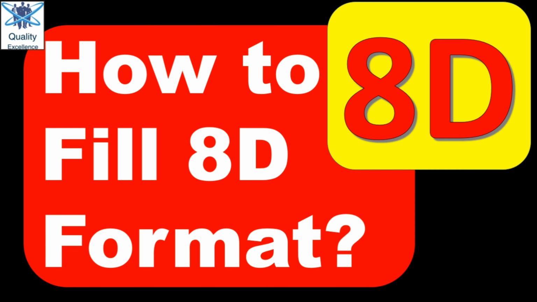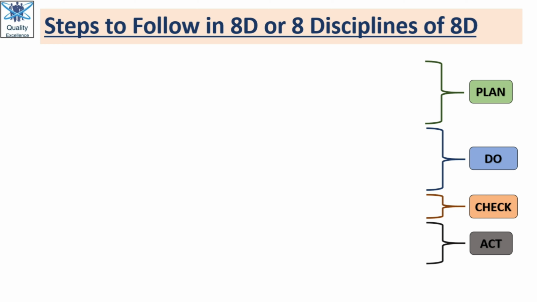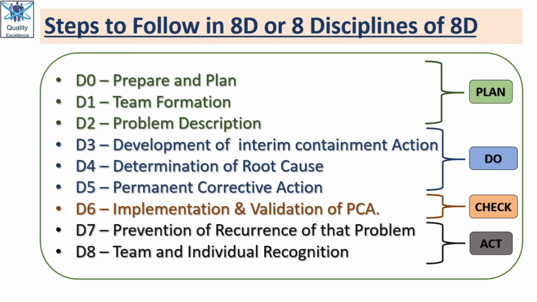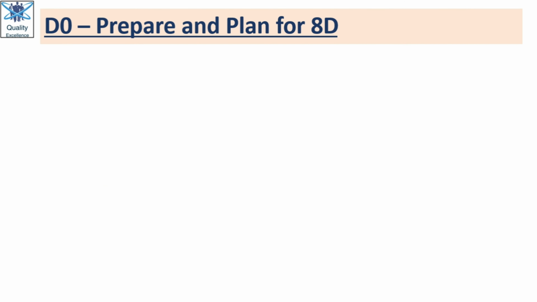Now let us start with the topic. Let us quickly go through the 8 disciplines, which include D0, that is prepare and plan, D1 team formation, D2 is problem description, D3 is development of interim corrective action, D4 is determination of root cause, D5 is permanent corrective action, D6 is implementation and validation of permanent corrective action, D7 is prevention of recurrence of that problem, and D8 is team and individual recognition.